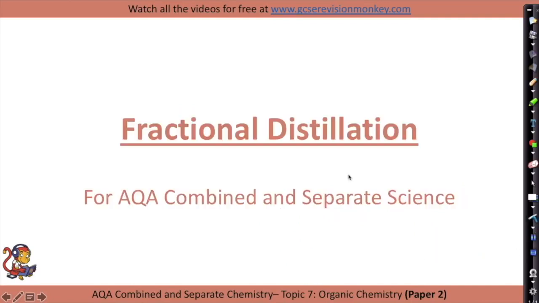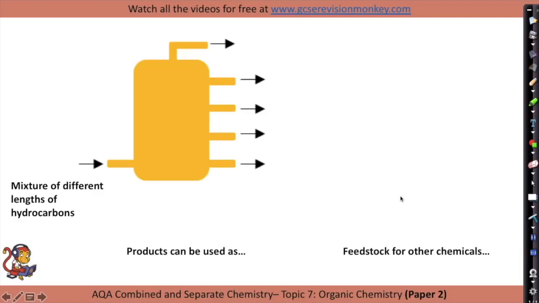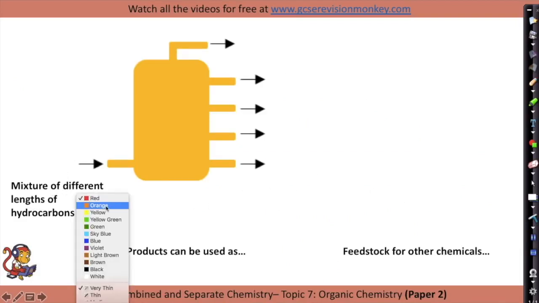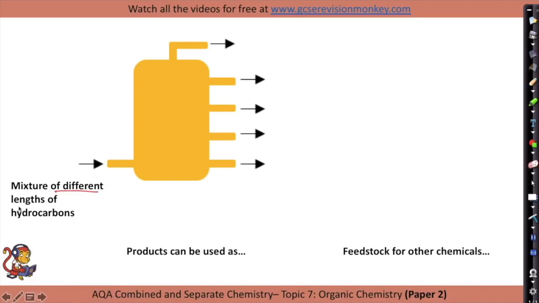Next we're going to look at fractional distillation. With fractional distillation, you start off with a mixture of different lengths of hydrocarbons. This is because in the bottom of the fractional distillation tower, we put a substance called crude oil. Crude oil is something that is made over millions of years. It's a finite resource, and one day it will run out. Because it takes so long to produce, we are using it faster than it can be produced.